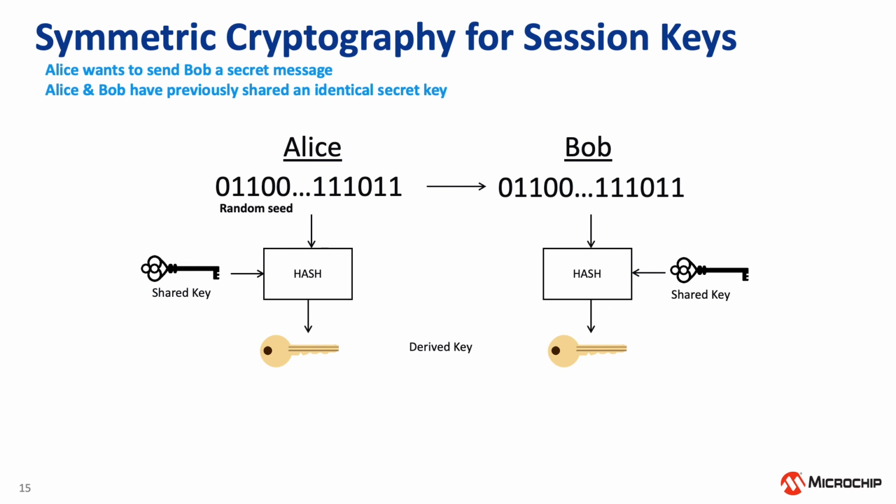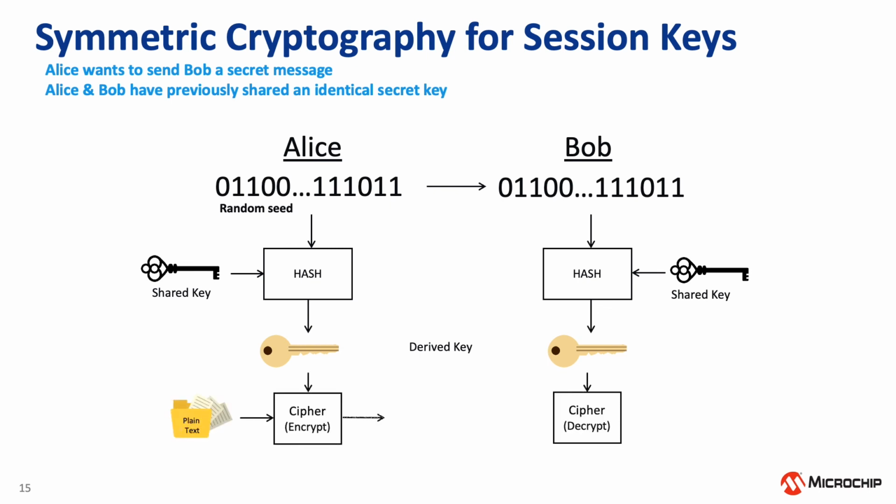They're going to use that as their session key, and they're going to use that with their cipher. Alice is going to turn the plain text into ciphertext, send the ciphertext to Bob, and then Bob is going to use that derived key to turn that ciphertext back into plain text. And again, depending on how much plain text is turned into ciphertext with that key, they're going to decide to change the key.